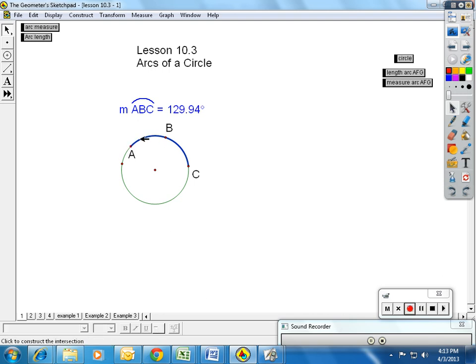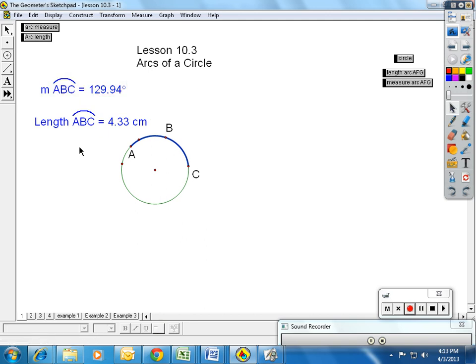But this arc also has a length as well, and there's the length, written in units, in centimeters. This is 4.3. And you can see here that I can have lengths that grow, and my length could be as large as the circumference of the circle.